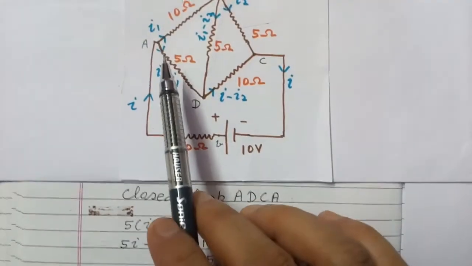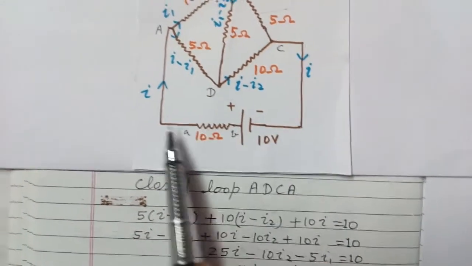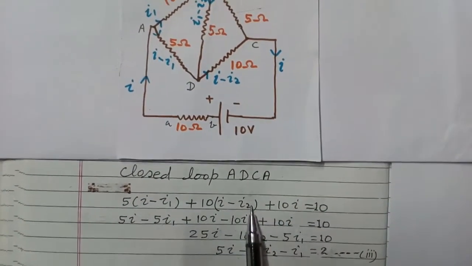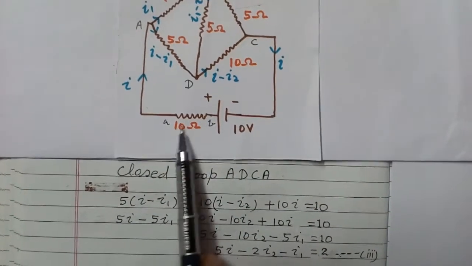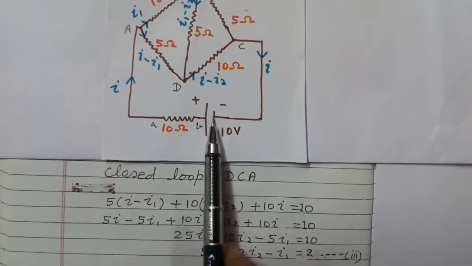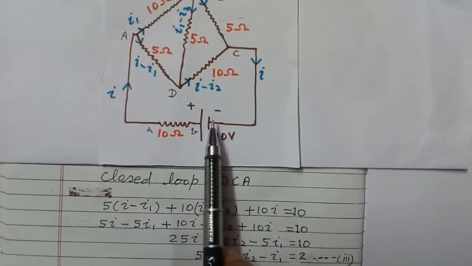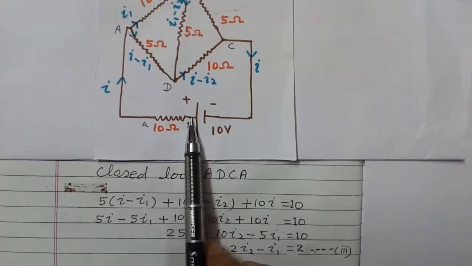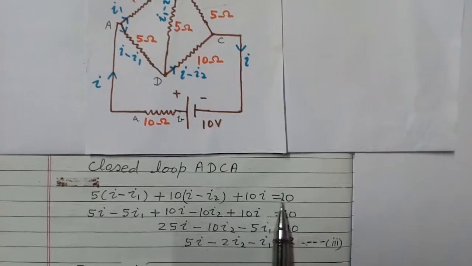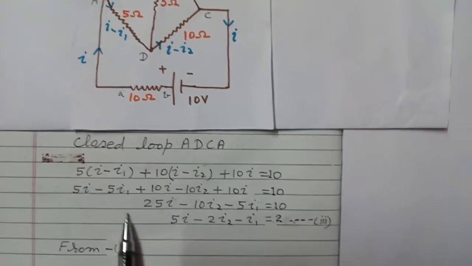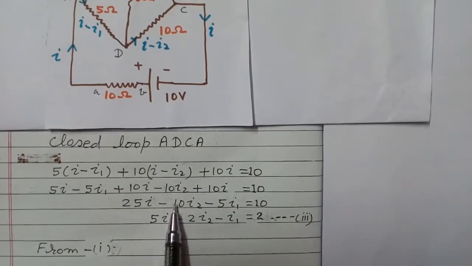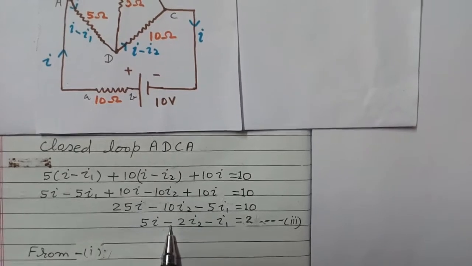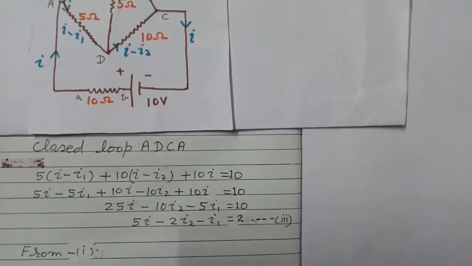Now for the equation for closed loop A, D, C and A, 5 into I minus I1 plus 10 into I minus I2 and plus 10 I for this resistance, and current is I. Now this is equal to 10 because here is a cell of EMF 10 volt and we are moving from minus terminal to plus terminal, so EMF is positive. So this is equal to 10 volt. Open the bracket and solve it. We get 25 I minus 10 I2 minus 5 I1 is equal to 10, divided by 5, 5 I minus 2 I2 minus I1 is equal to 2.